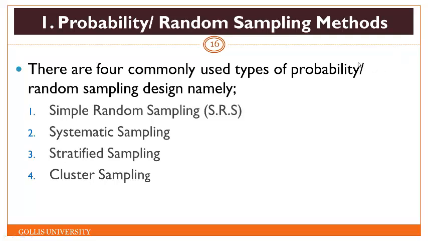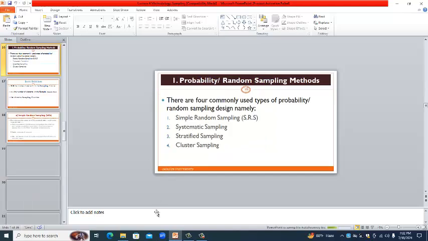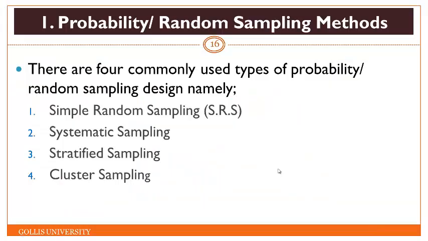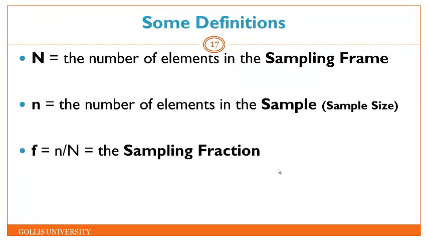Under this probability random sampling method, there are four commonly used types: simple random sampling, systematic sampling, as well as stratified and cluster sampling methods. So those are the four major methods which are used when we are trying to apply the probability sampling method. The first one is simple random sampling, as we are going to see.